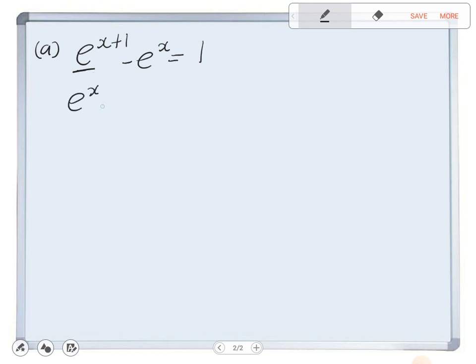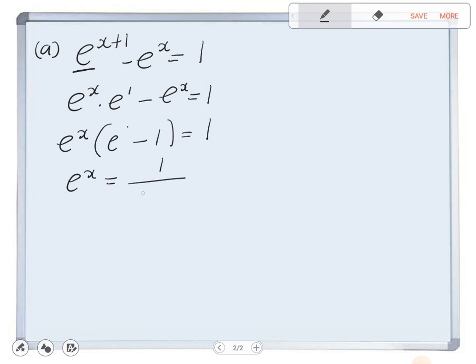So this one will be e^x multiplied by e to the power 1, which we know, right? We have e^x is equal to what? 1. Then we can factor out e^x. So we factor out e^x, we remain with e minus 1 is equal to what? 1. Then we can divide throughout by e minus 1, which will give us 1 over e minus 1, like that. Then we can now introduce natural logarithm on both sides. So introduce ln there, introduce ln there.